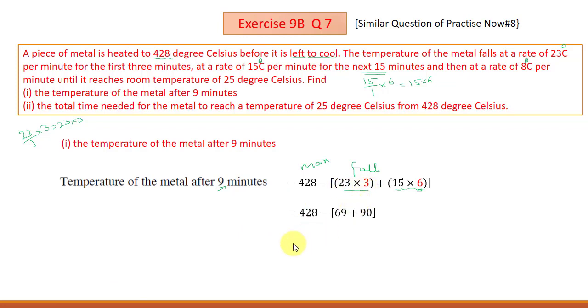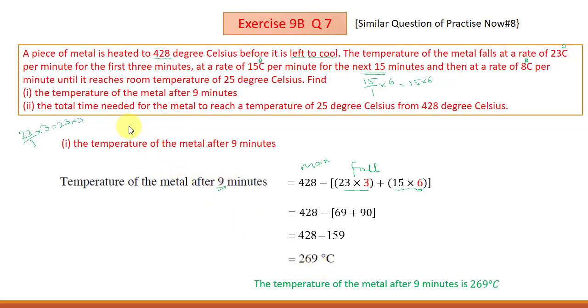23 times 3 we have 69 and 15 times 6 we have 90. We will add these values. It will be 159. We subtract 159 from 428. The answer will be 269 degrees centigrade. So that is the answer of our first part, and it shows that the temperature of the metal after 9 minutes is 269 degrees C. Initially the temperature was 428. Remember this thing. And then after 9 minutes it falls to 269 degrees centigrade.